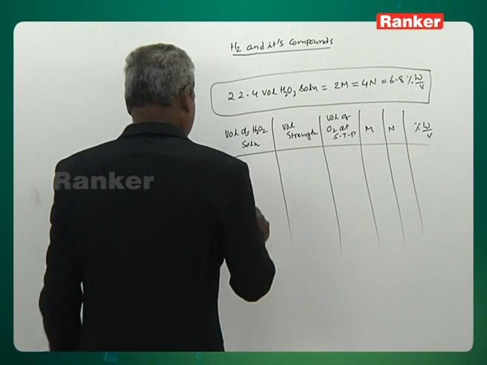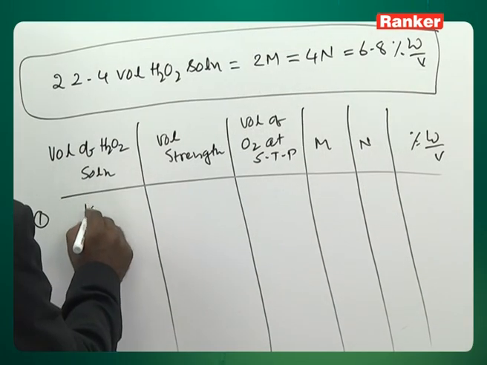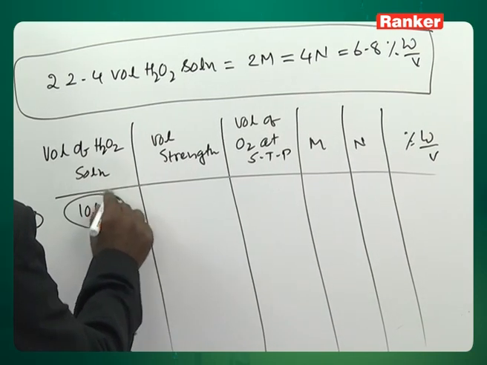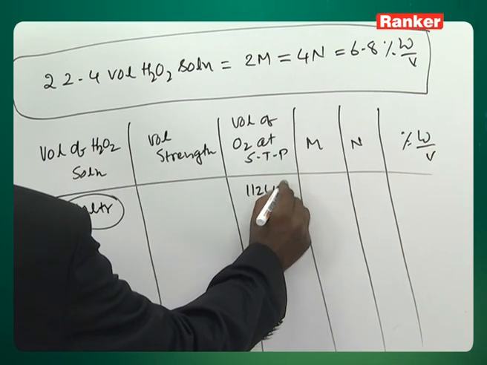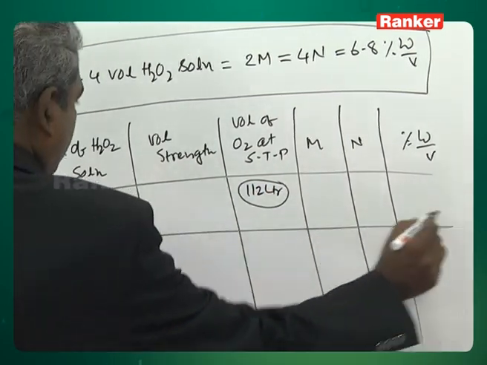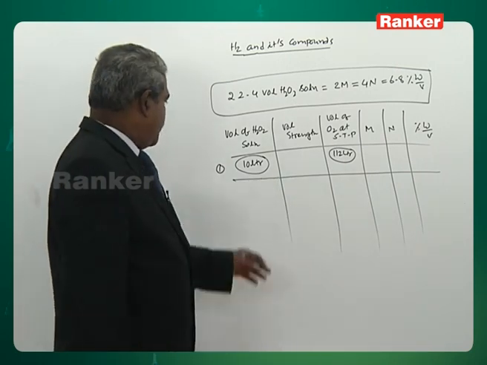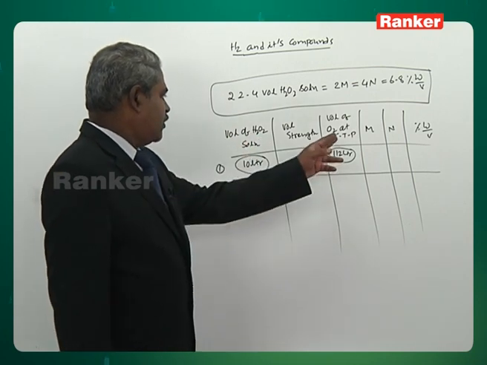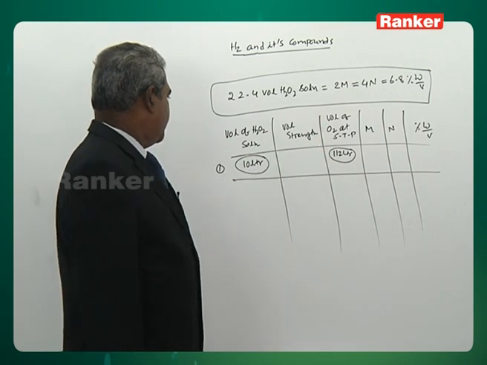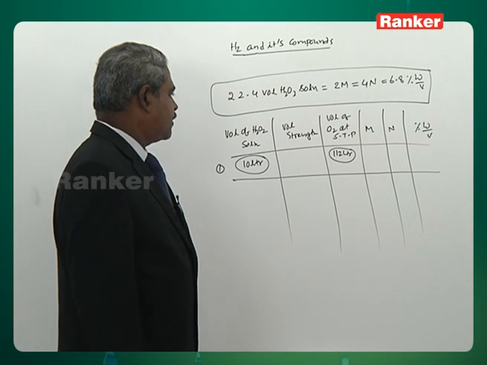Now, I am taking 10 liter, 112 liter. Now, find all the others. These two I have given. What is the question? 10 liter H2O2 solution on heating produced 112 liter oxygen at STP.